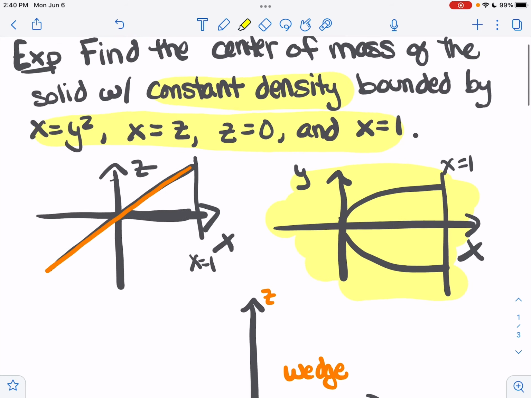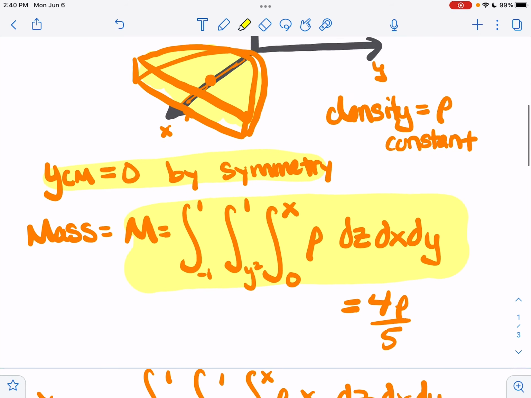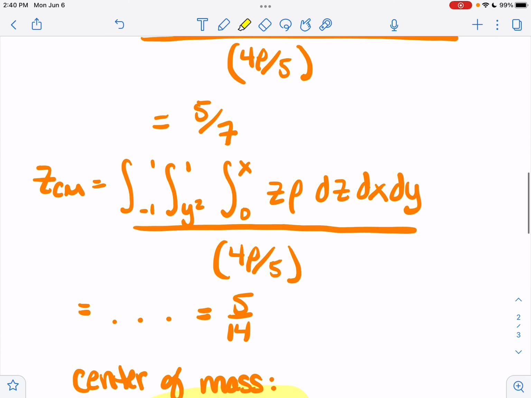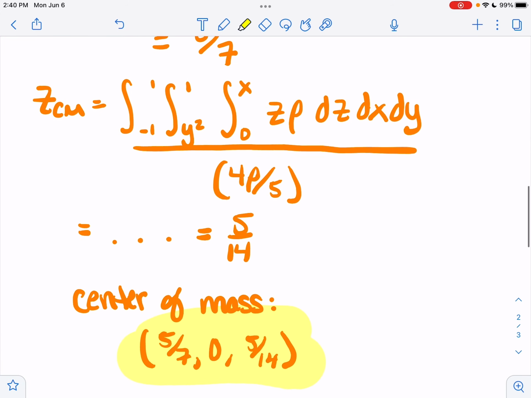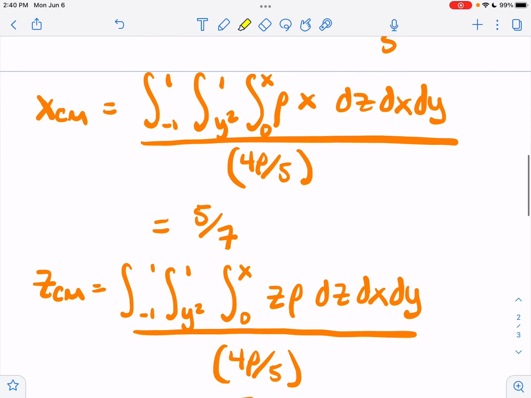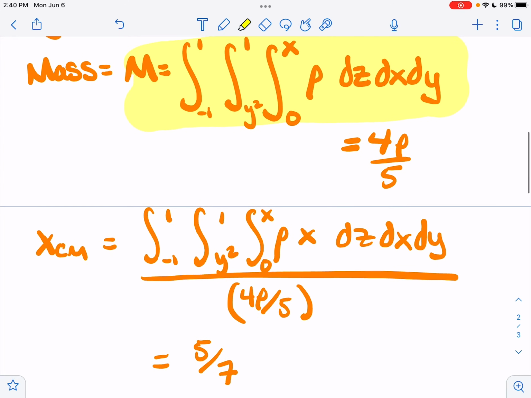So there it is. That's how these are going to work in general. It comes down to our skill and ability to set up triple integrals and execute triple integrals, and then these formulas that give us the center of mass for x, y, z, and for the mass itself.